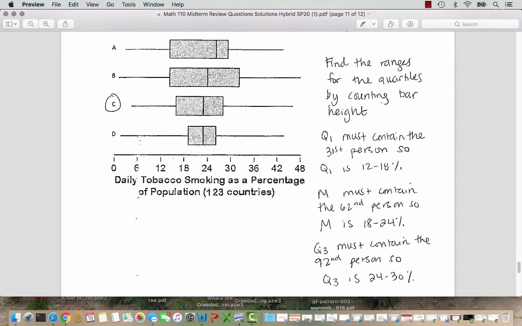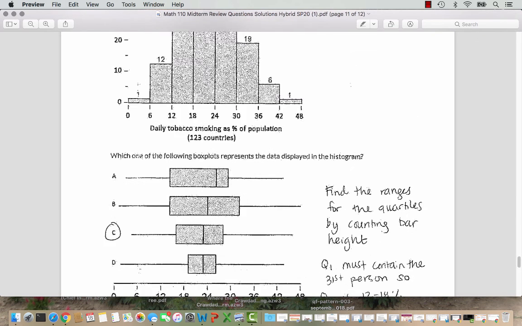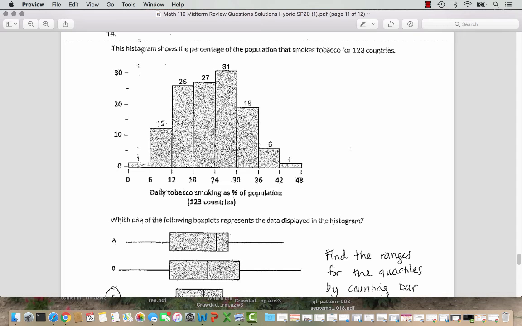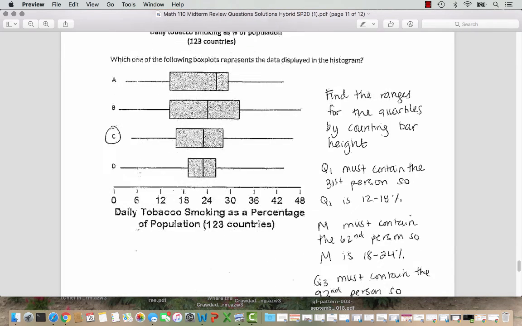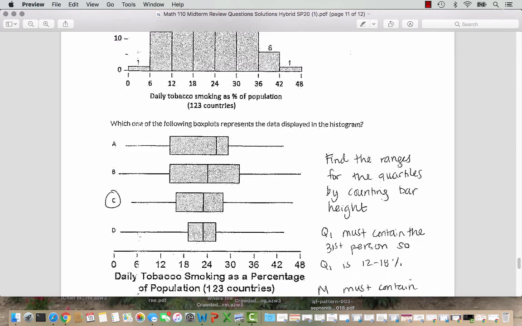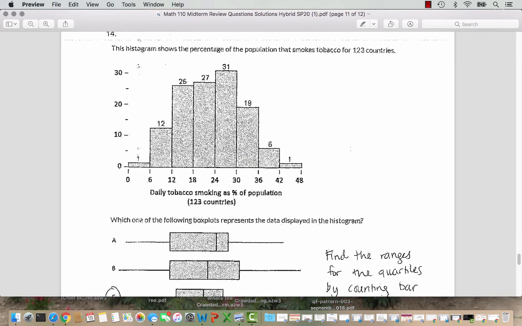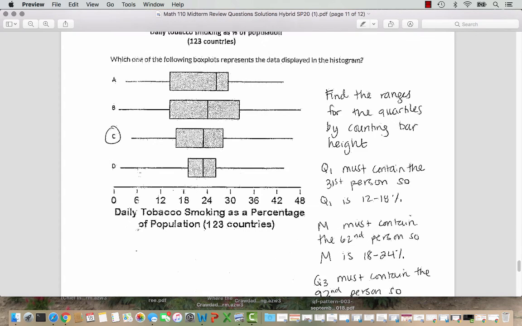And then similarly, we figure, okay, if we take those 123 countries and figure out where it's 3/4 of the way through, or you could times it by 0.75 or times it by 3 out of 4, we figure the 92nd person is the third quartile. You could also just count 123 minus 31. That would get you there also. So if we add up all 92, so we're adding up all of the column heights, so we get to 92. We end up over here between 24 to 34% column. So adding up 1 plus 12 plus 26 plus 27 plus 31 gets us to 92.